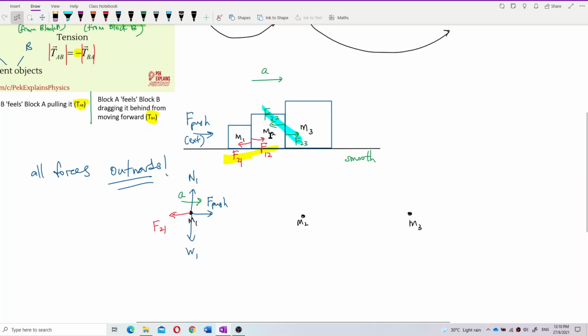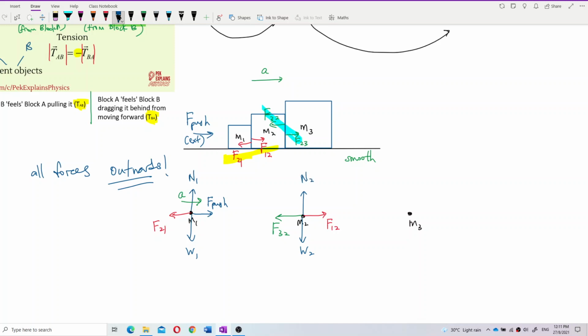Mass 2 feels that mass 1 is pushing it forward. So this is F12. But mass 2 feels that mass 3 is blocking the way from behind. And then it has its own weight 2 and normal force 2.